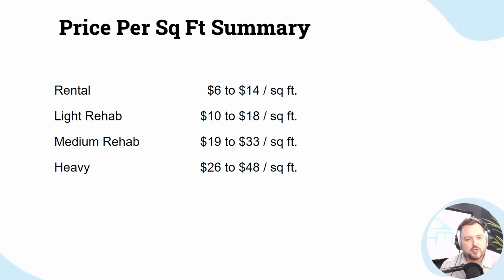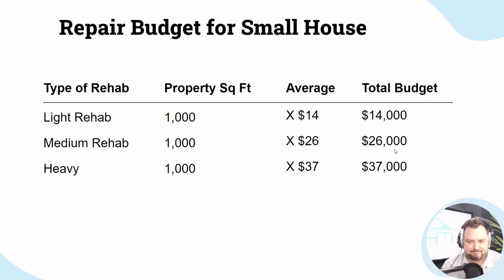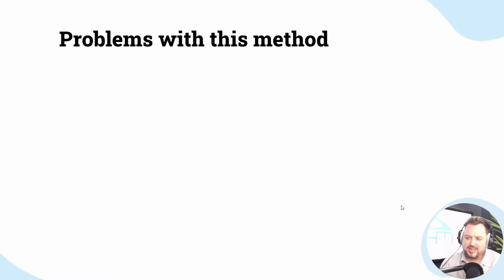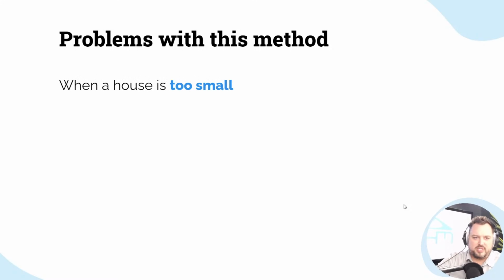Well, you could just use an average of 14 and go make an offer on the property and times that out. If it's a light rehab and you're going to use $14, it's 1,000 square feet, you're planning on spending $14,000. Keep in mind, you're not going to do much for that. Most of the rehabs we're seeing are more in the medium and heavy range. It depends upon where the property is located. Okay, so light rehab, 1,000 square feet, $14 average, $14,000. Medium rehab, 1,000 square feet, $26 average, $26,000. Heavy rehab, 1,000 square feet, $37 is $37,000.